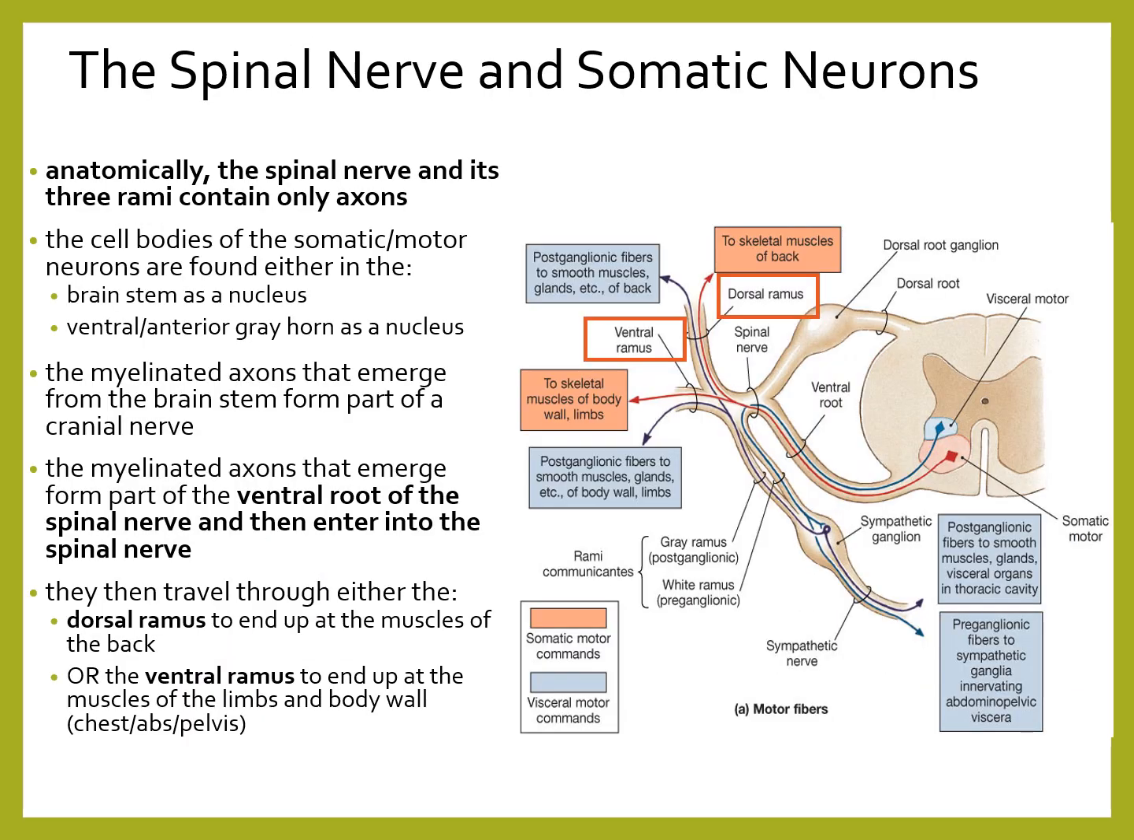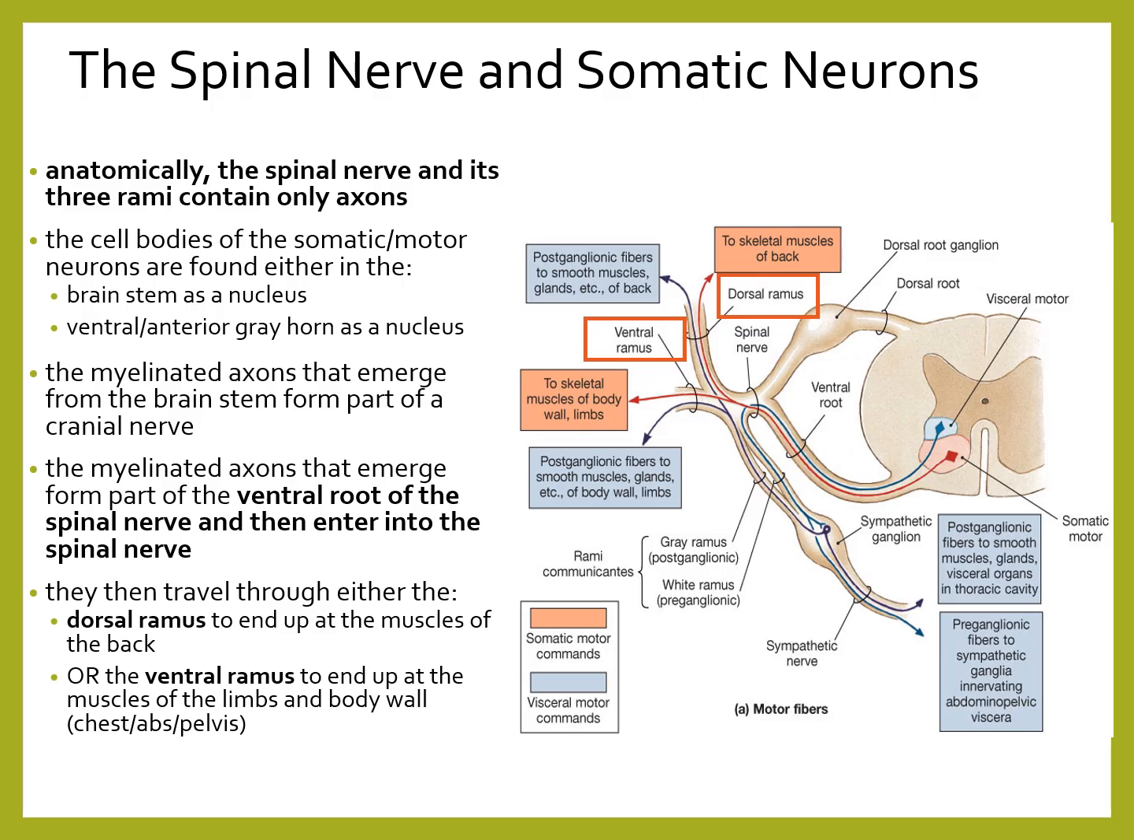Okay, now I'm going to take the anatomy that you know and the physiology that you are learning, and I'm going to combine them together. Anatomically, the spinal nerve with its dorsal ramus, ventral ramus, and rami communicantes contain only axons. The cell bodies are located someplace else.